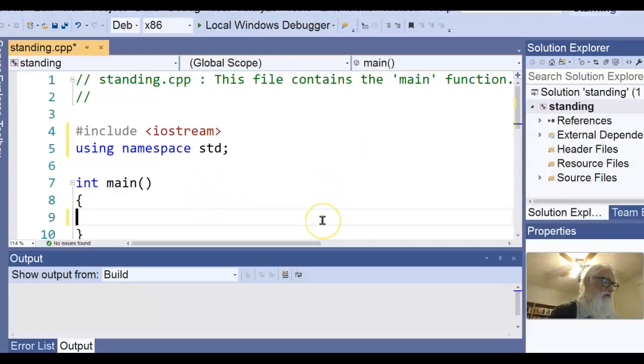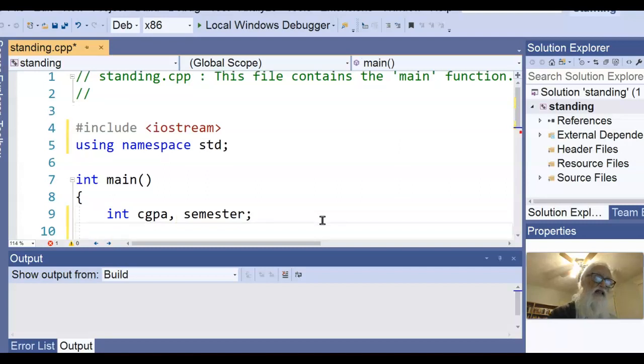And that also means I need to make up some names for them. So let's see, how about CGPA, standing, let's call it old standing, and we had semester. Now the point is I made a mistake right away. I am not going to make old standing an integer. I said that it's going to be represented as a char. So old standing. And I'm going to have a new standing. That's the result that I want to compute.